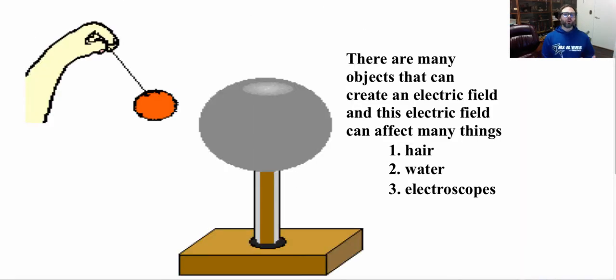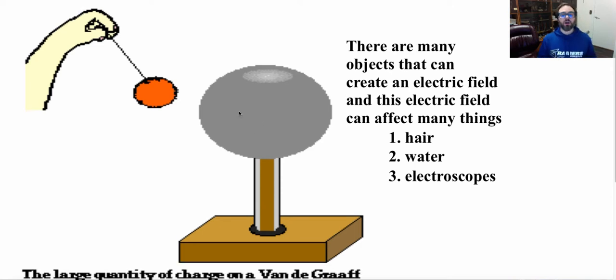Another example: there are many objects that can create electric fields. For instance, this Van de Graaff generator here could create its own electric field. Or, as we learned in the video before using the triboelectric series, by rubbing certain objects together, we'll gain or lose electrons, making them get a charge and thus an electric field. And these things that produce electric fields may influence or affect many things within proximity, such as hair, water, and electroscopes. In this picture, I have a Van de Graaff generator which is creating an electric field, and I have this pith ball being influenced by that electric field.